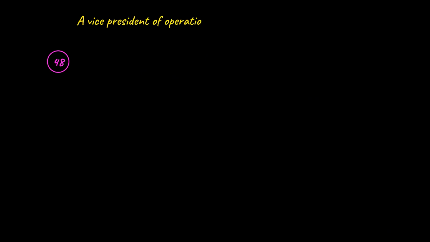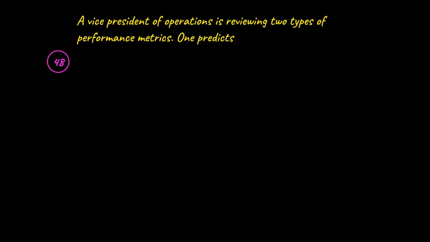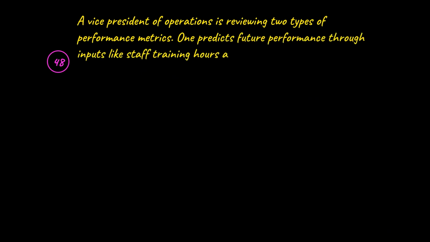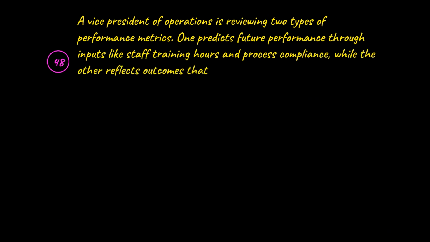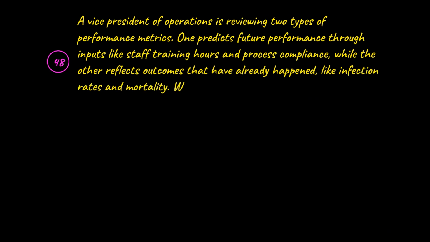Question 48. A vice president of operations is reviewing two types of performance metrics. One predicts future performance through inputs like staff training hours and process compliance, while the other reflects outcomes that have already happened, like infection rates and mortality. Which option correctly labels the predictive metrics?